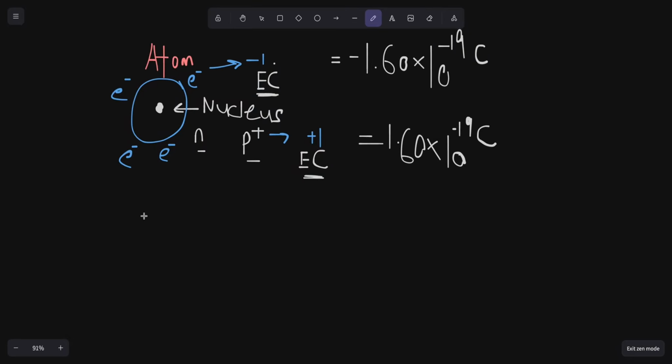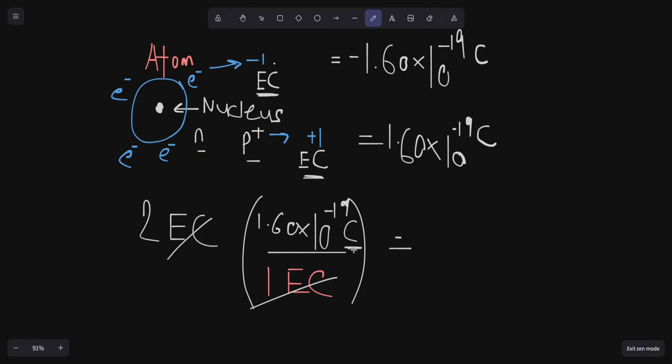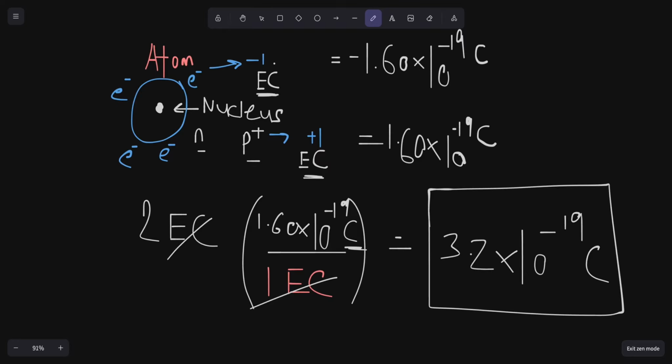So let's say I have 2 elementary charges. Well, all you have to do is use this conversion factor, right? I have 2 elementary charges, so I know that if I had 1 elementary charge, that would give me 1.60 times 10 to the negative 19th coulombs. And so the elementary charge unit cancels out, so we're going to be left with coulombs, and so I get 3.2 times 10 to the negative 19th coulombs. And that's going to be my answer, okay?